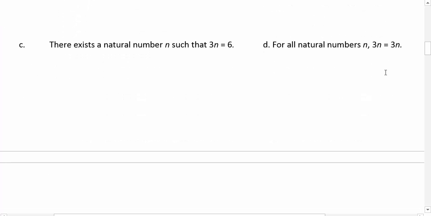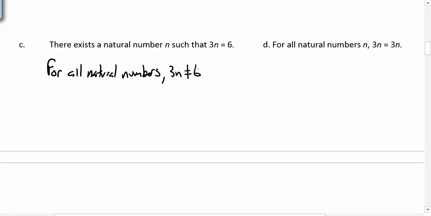Okay, let's do this from a little bit more of an abstract sense. The statement, there exists a natural number n such that 3n equals 6. Okay, so there exists suggests that somewhere out there is a singular value. So the opposite of that would be for all natural numbers n, and then the opposite of 3n equals 6 would be 3n does not equal 6.